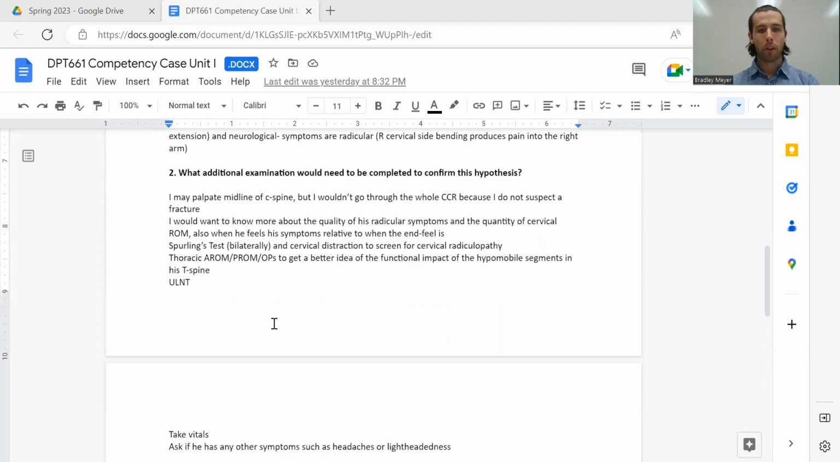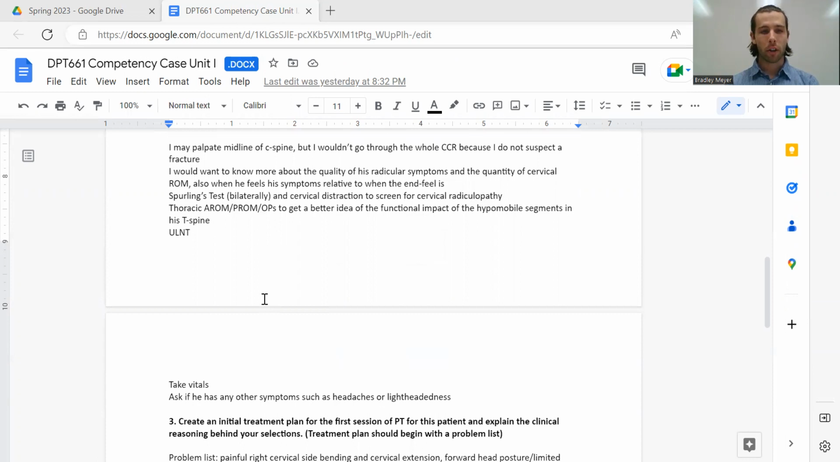Since my primary hypothesis is a radiculopathy, then I would do a Spurling's test bilaterally and cervical distraction to screen for that. And I said bilaterally just to compare side to side, and I think it could be used as a teaching method to the patient to let them know that when I do this motion, it reproduces your symptoms on this side, but when I go to the other side, then it's fine.